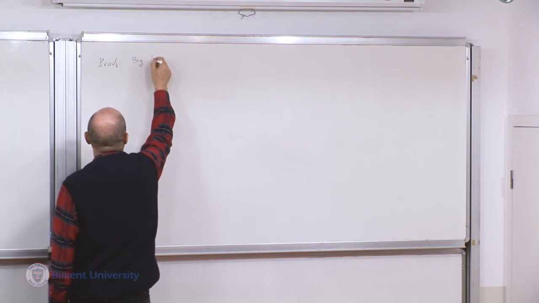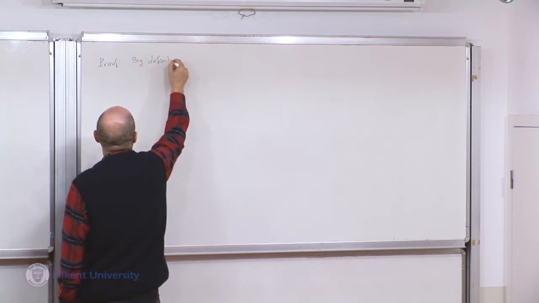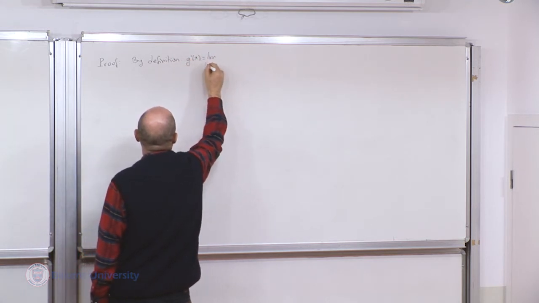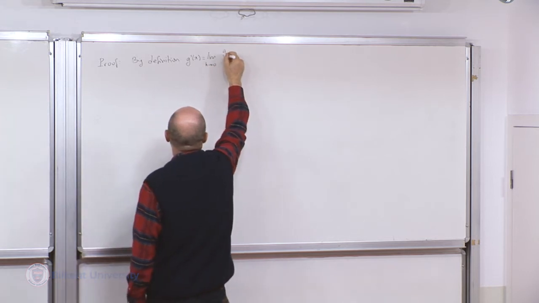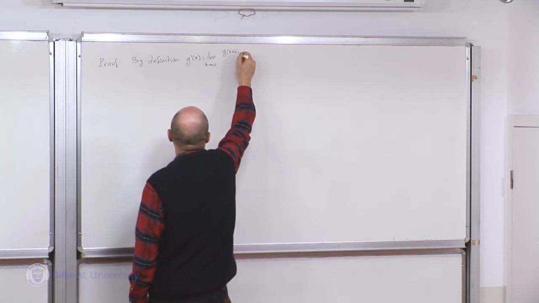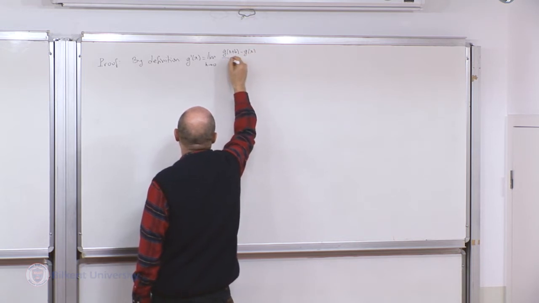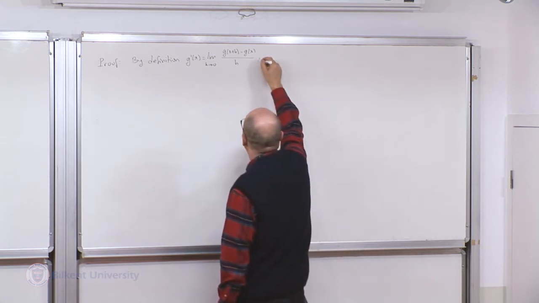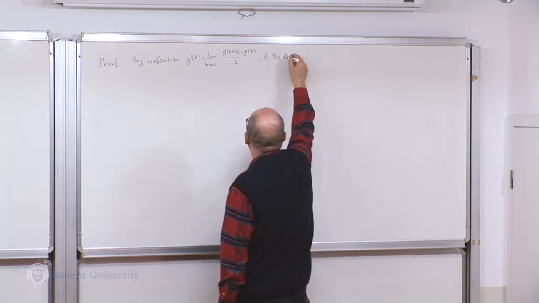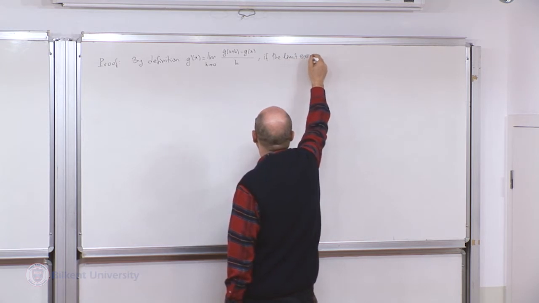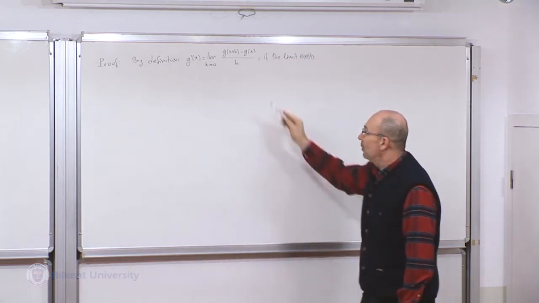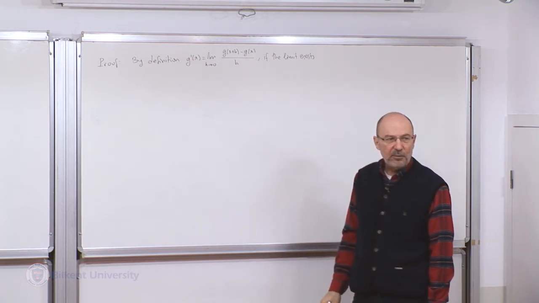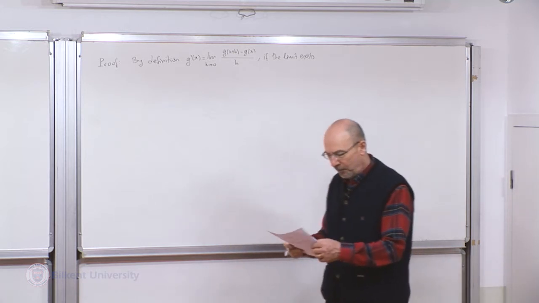So by definition, g prime of x is equal to the limit as h goes to 0 of g of x plus h minus g of x over h, if the limit exists. So we write this expression, we try to understand it, and check if the limit exists when h goes to 0.